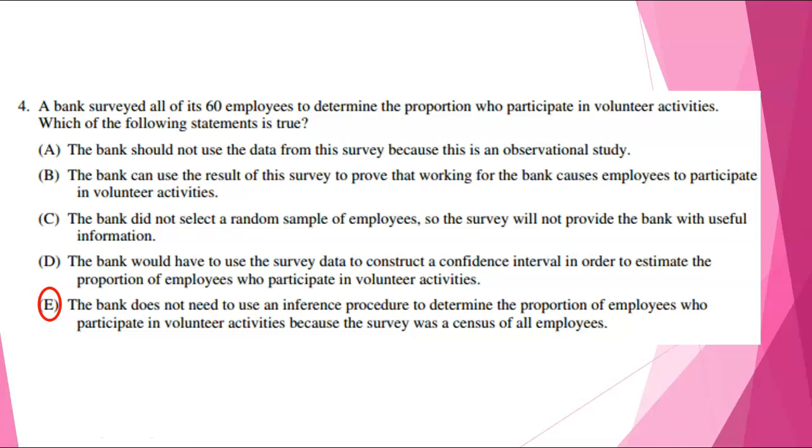So it doesn't matter that it wasn't a random sample. And then A and B are really geared towards experiments, which this wasn't. For B, the bank can use the results of this survey to prove that working for the bank causes employees to participate in volunteer activities. There was no treatment implemented, so there is no cause and effect, and we can't prove that working for the bank causes employees to participate in volunteer activities. And then for A, the bank should not use the data from the survey because this is an observational study. That's not correct either.